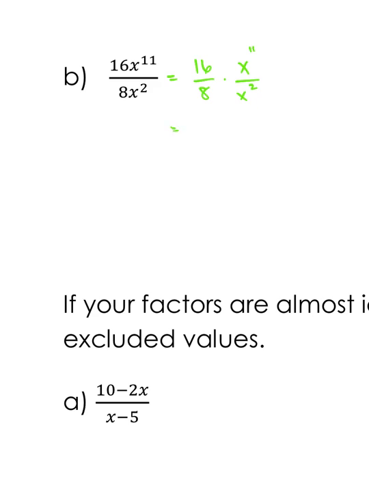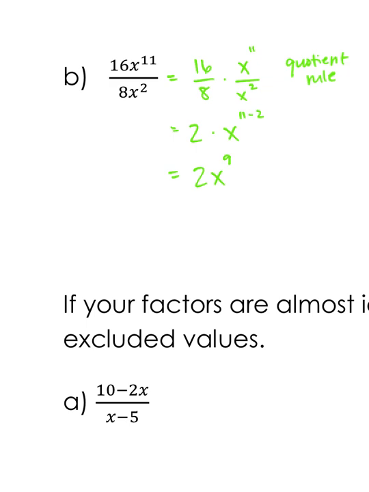So 16 over 8 simplifies to 2. And then once again, I am using the quotient rule on my variable. So I'm subtracting my exponents. So this is x to the 11 minus 2. So this is 2x to the 9th.